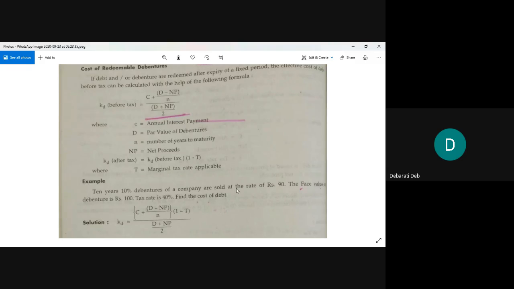So in this sum we will use the cost of redeemable debentures formula. Okay. Why? How will we identify whether this should be a cost of debt formula or the cost of redeemable debentures formula? How will you identify? Can anyone tell me the answer? Who knows the answer? Tell me.